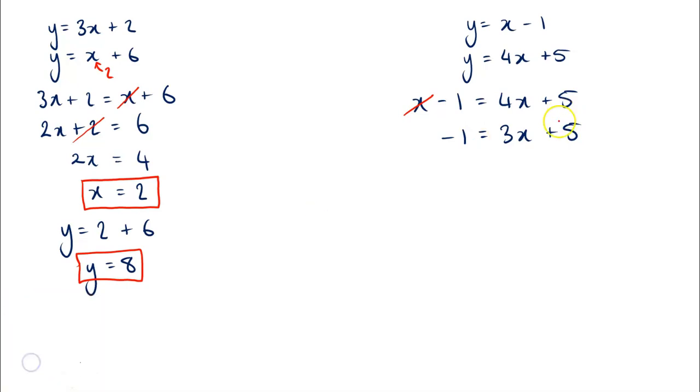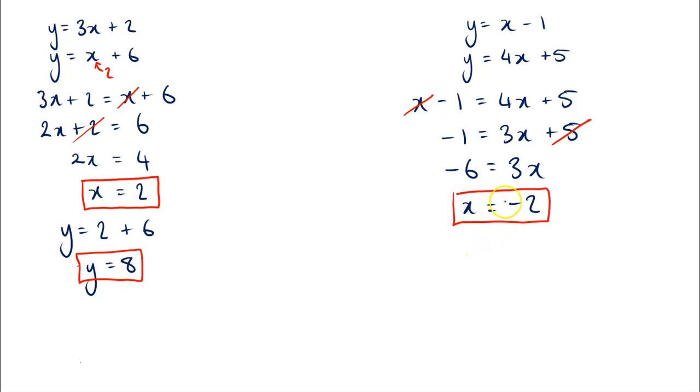Now I need to deal with those numbers. So I'm going to subtract 5 from both sides. That will get rid of this. So subtracting 5 from the left-hand side, negative 1 minus 5 is negative 6, is equal to 3x, and that 5 has been cancelled out on the right. The last step to work out what x is is to divide both sides through by 3. So x is equal to negative 6 divided by 3, which is negative 2. Now this is the first solution.